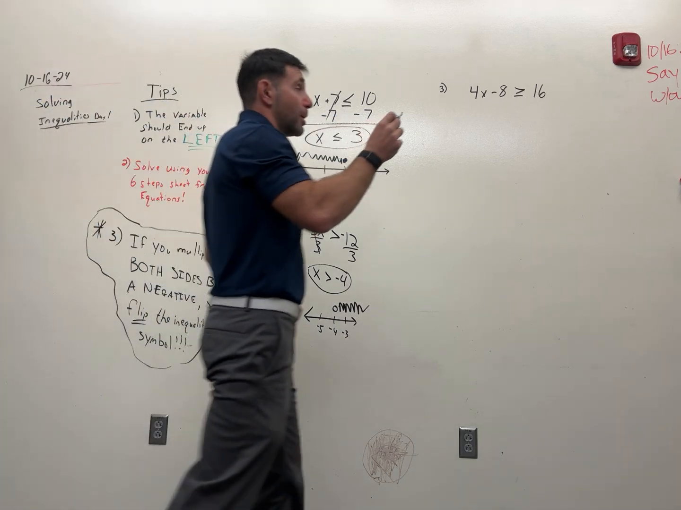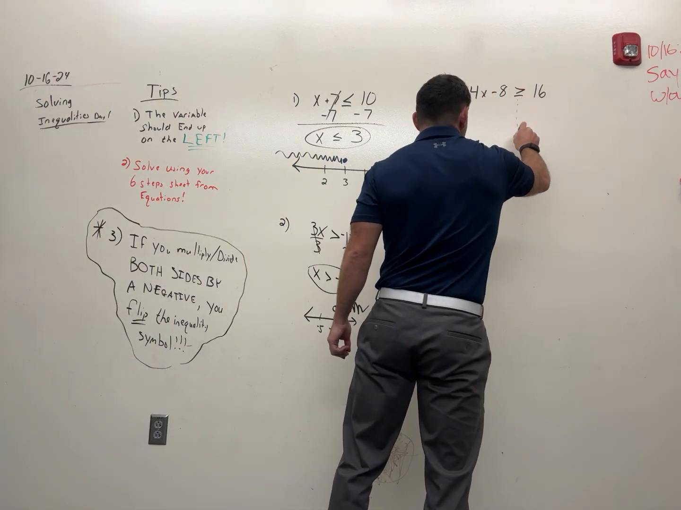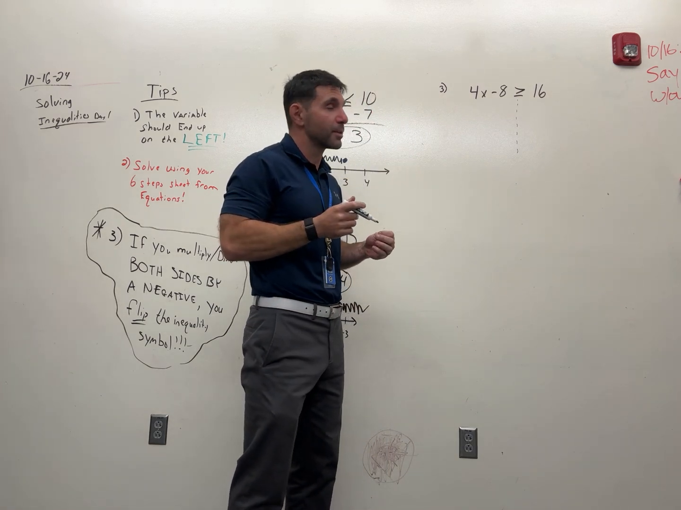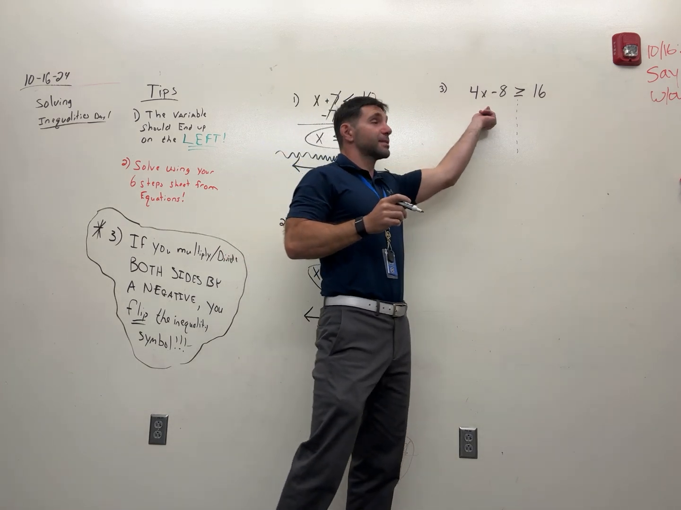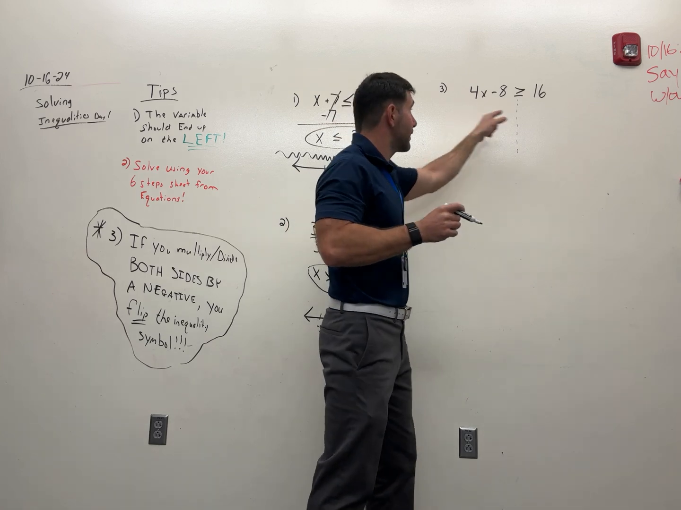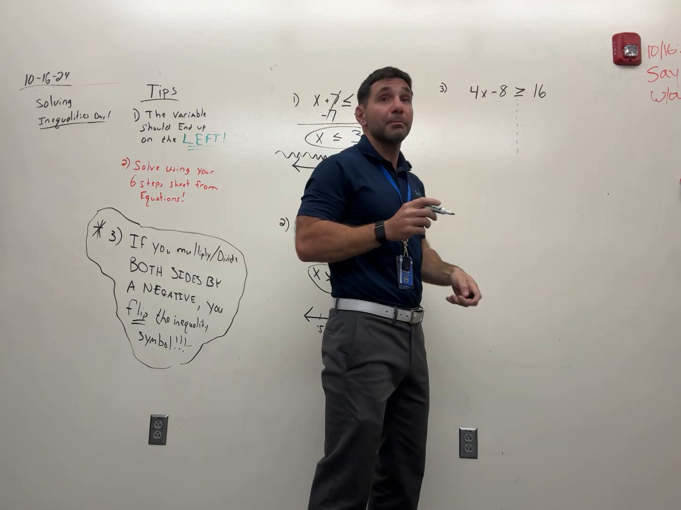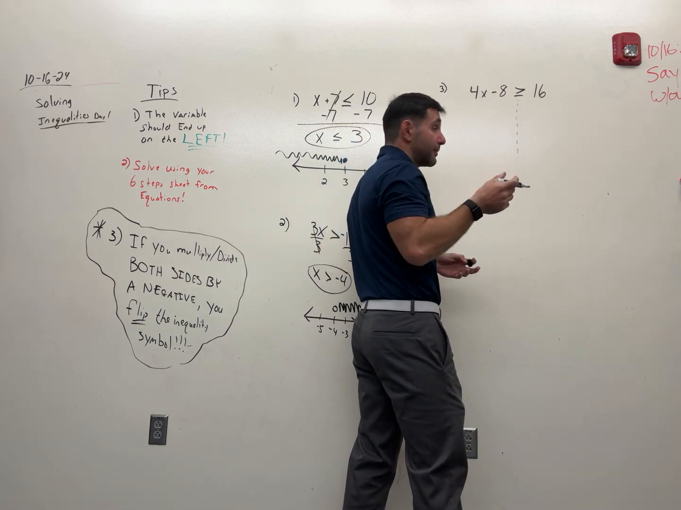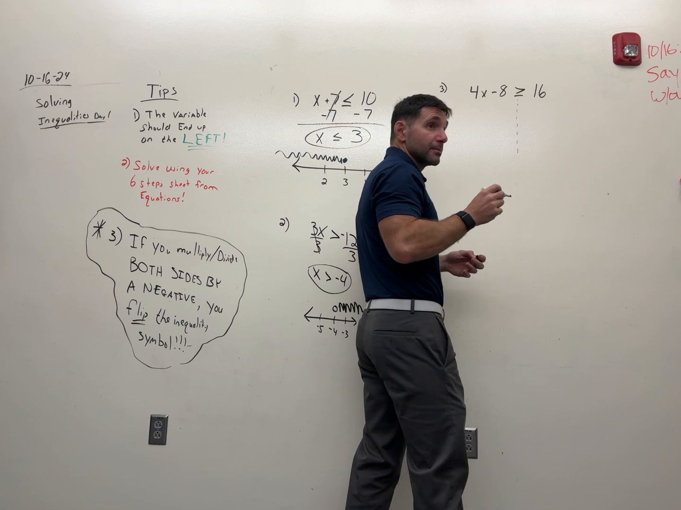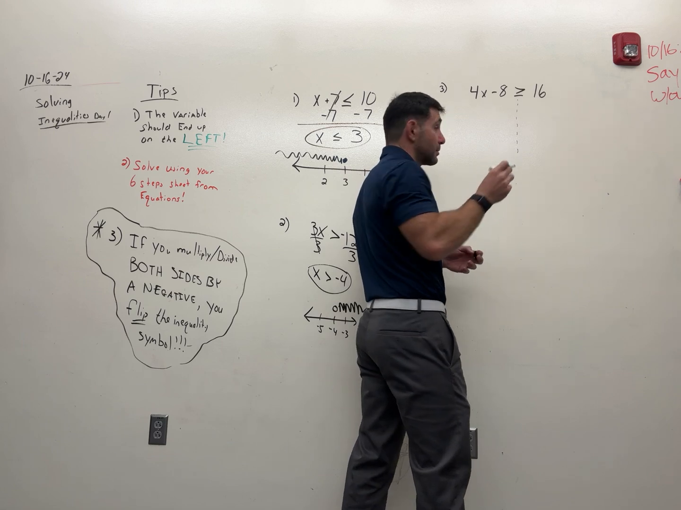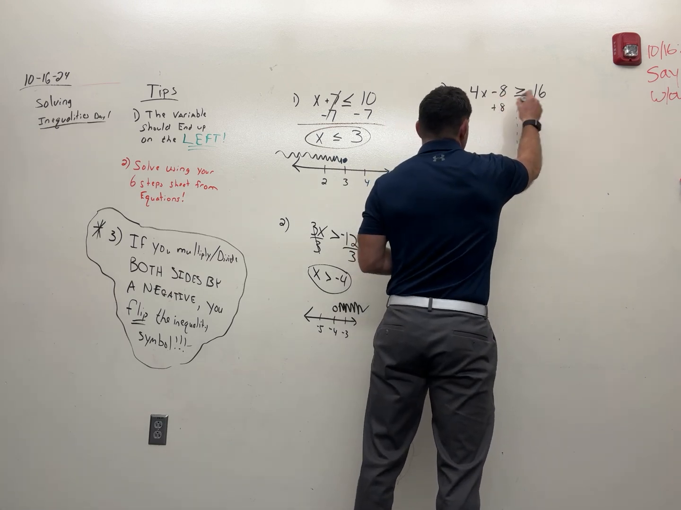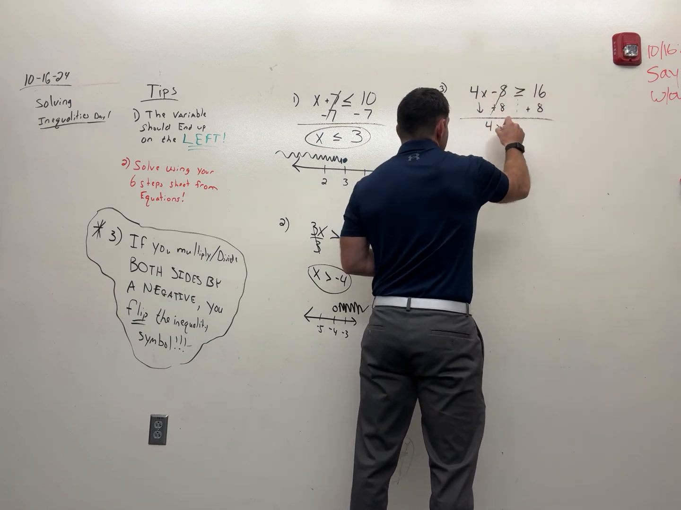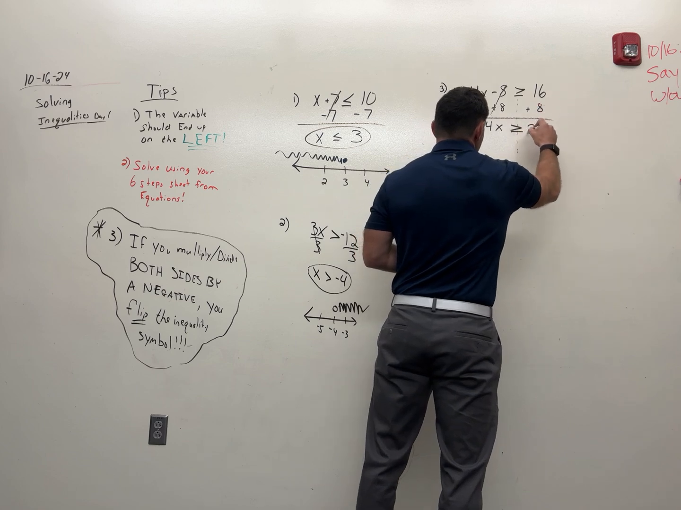So, step 1, find the balance point. Step 2, distribute if needed. Nope, no parentheses. Step 3, combine like terms on the same side. Nope. Step 4, combine variables. Nope. Step 5, combine constants. Yes, I have a -8. What's the inverse? How do I move that -8? Add 8 to both sides. The -8's are gone. That leaves me 4x is greater than or equal to 24.